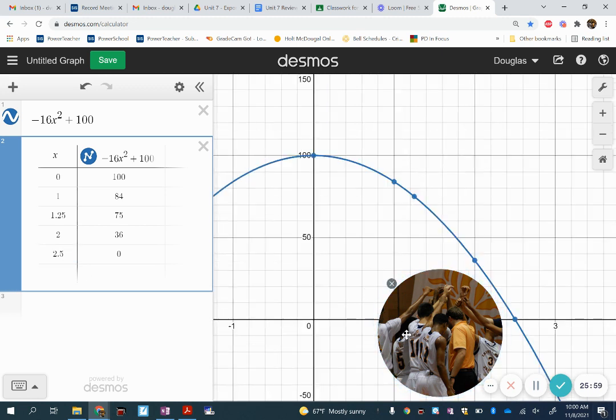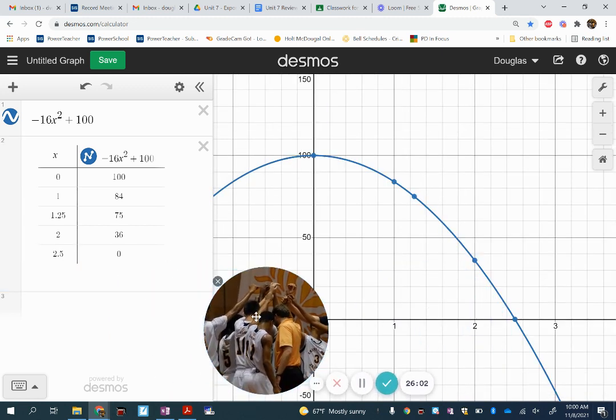All right, so I zoomed in, moved this over a little bit. Now you'll notice here's where the rock started, and then in 2.5 seconds, it hits the ground. I put some other points here, 1 and 2, but the one that we care about is this point here, 1.25 seconds.